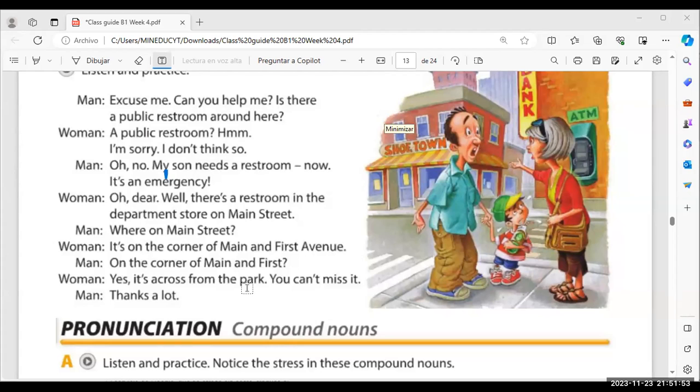Bueno, está bien. Okay. Excuse me, can you help me? Is there a public restroom around here? A public restroom? I'm sorry, I don't think so. Oh no, my son needs a restroom now. It's an emergency.